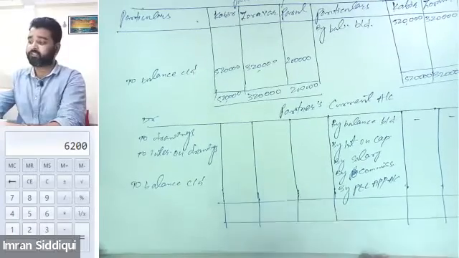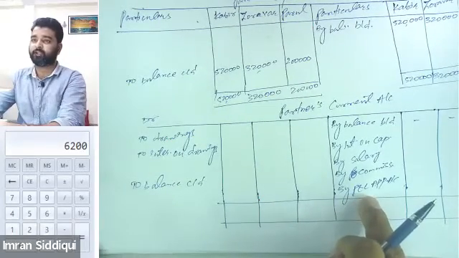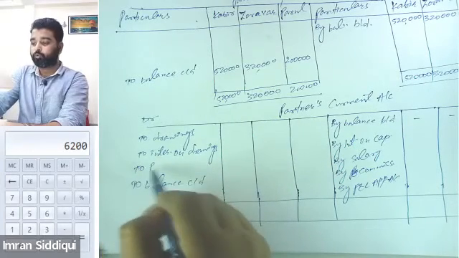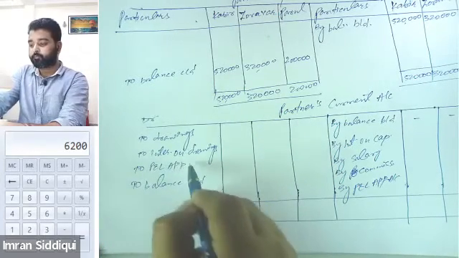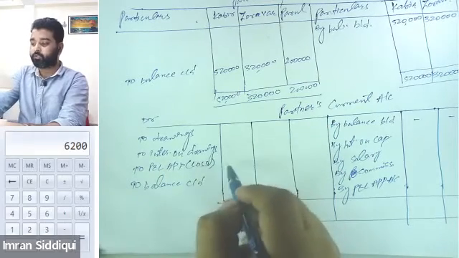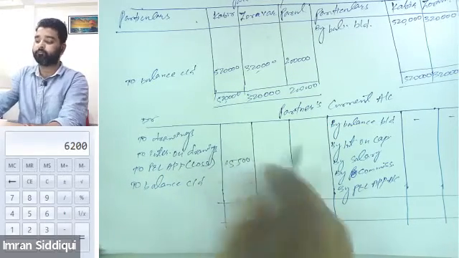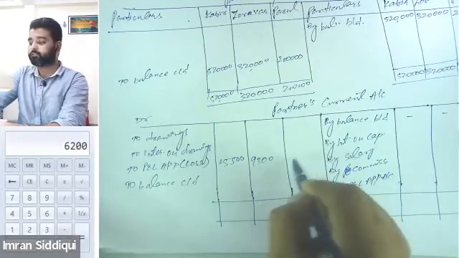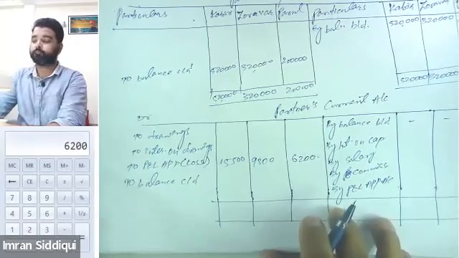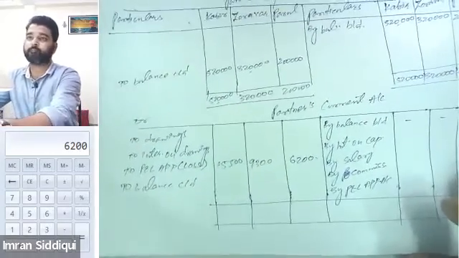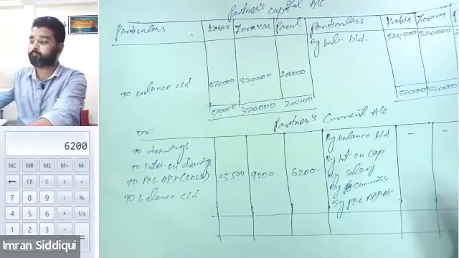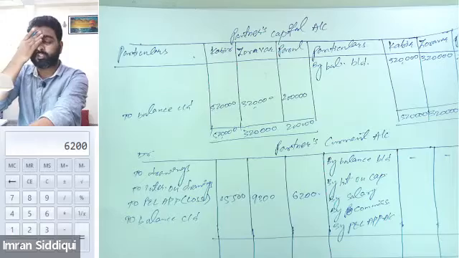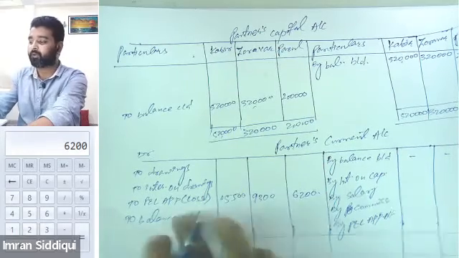Whenever there is a profit, it will be transferred to the credit side of the current account. But since it is a loss this time, we will write down the P&L appropriation as loss, and we will write down the respective losses of the partners: 15,500, 9,300, and 6,200. All of you are clear? Okay. See, we have made the P&L appropriation account, and we have transferred the respective losses of the partners to the current account.